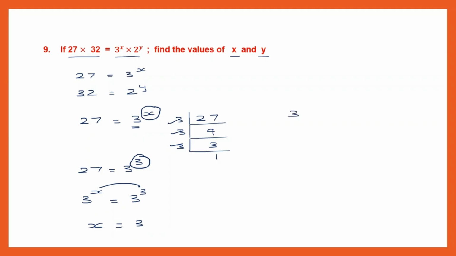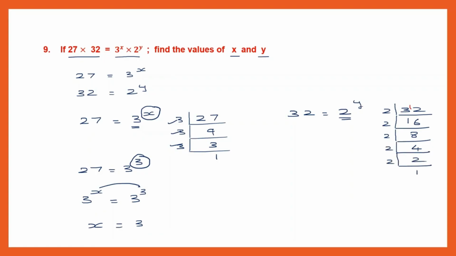Similarly, let's take 32. 32 is equal to 2 raised to the power of y. So that means we are going to divide 32 by 2 because the base is given as 2. So 2 1s are 2, the number is 3, so there's 1 left. So we put it here, it becomes 12. 2 6s are 12, then you continue. 2 8s are 16, continue. 2 4s are 8, again. 2 2s are 4, continue again. 2 1s are 2. So now 32 is equal to, let's count the 2's. 1, 2, 3, 4, 5. 2 to the power of 5.